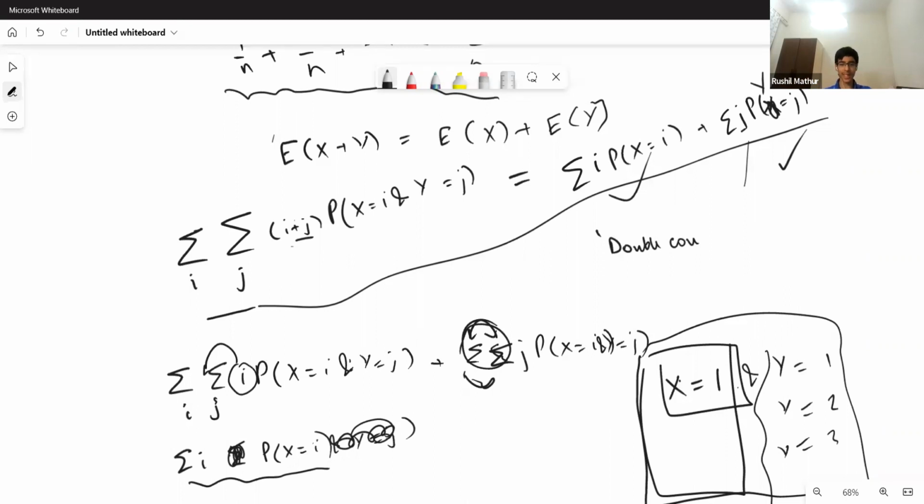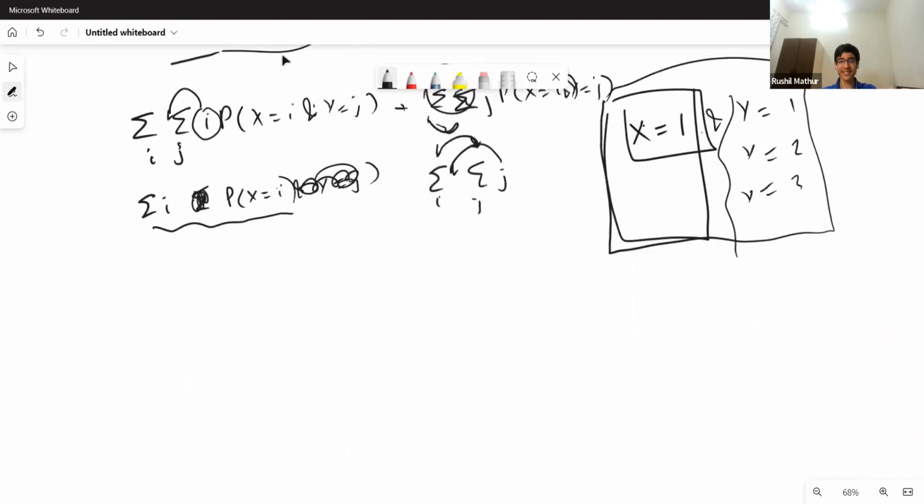I just glanced over it, but the issue you would encounter is you had sigma i, sigma j, and now you can't take j outside because j is varying. But double sigmas can always be interchanged. Not always, but when stuff is finite. You need to prove convergence type things, which we are conveniently ignoring, but it's fine.